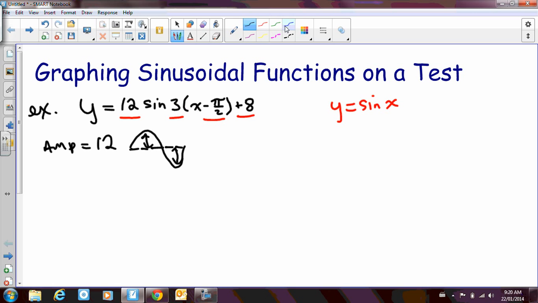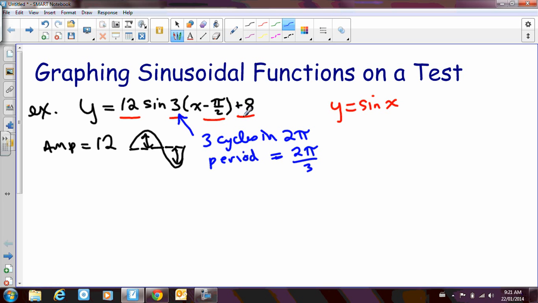The number 3 right here tells me that there are 3 cycles in 360 degrees or in 2 pi, which means that the period, the length of one cycle, is 2 pi divided by 3, which in degrees is obviously 120 degrees, but we're working in radians for this question.